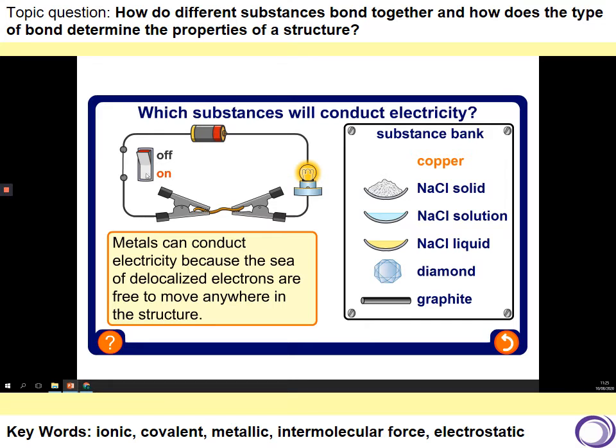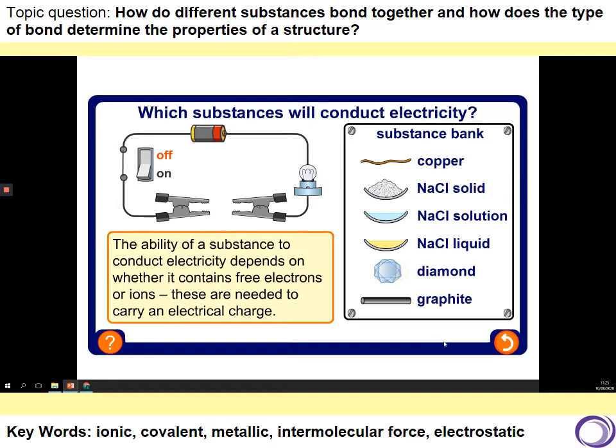As you will see in a few lessons' time, when we look at metallic bonding, the reason that copper conducts electricity is because it has a sea of delocalized electrons that allow the current to flow through the structure and hence conduct electricity. But we want to look at ionic compounds.